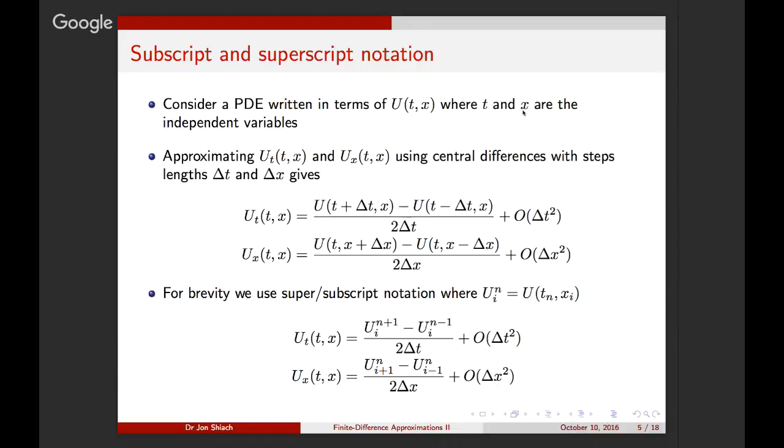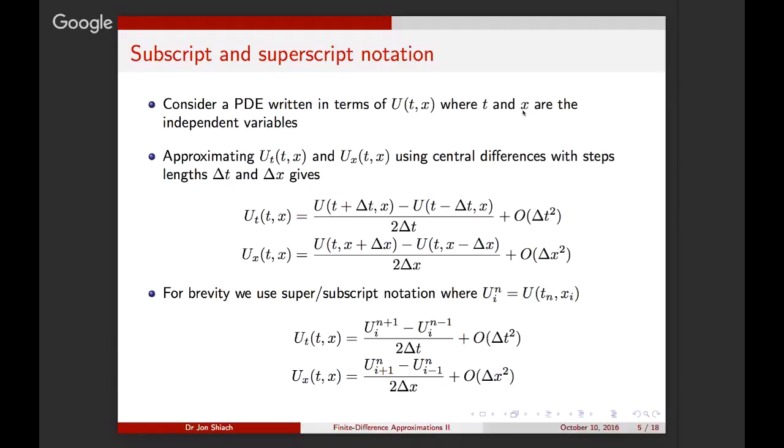So what we do is the x variable is denoted by a subscript, the t variable is denoted by a superscript. For brevity, i.e. to make things quick, we write this u(t, x) as u_i^n. The i relates to the x direction, how far we've gone along in the x direction. The n relates to the t direction.